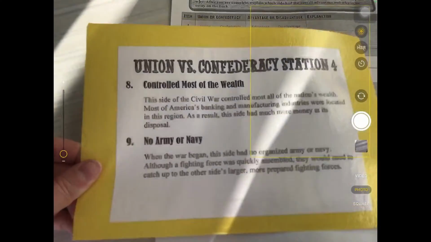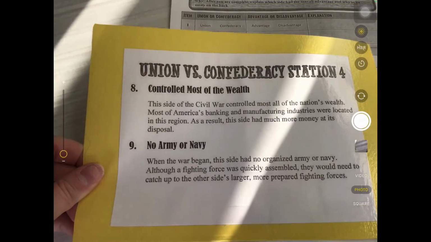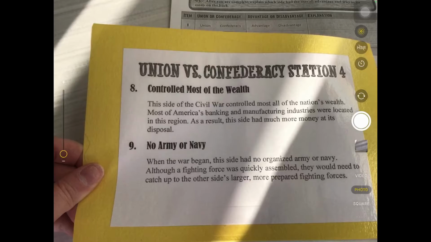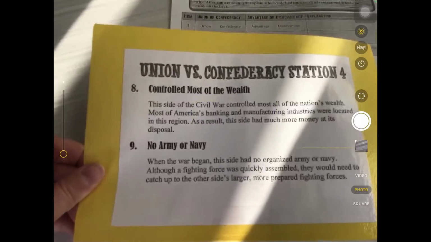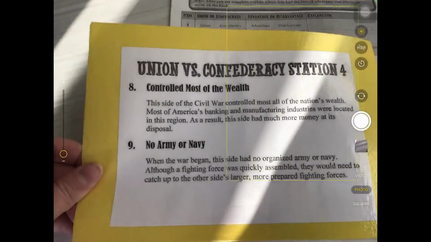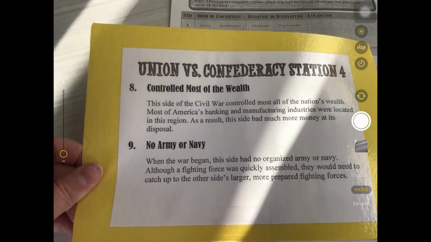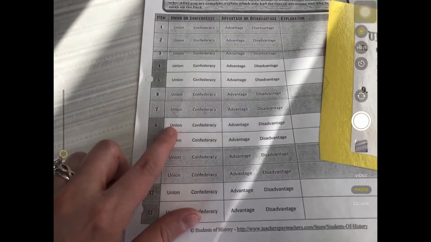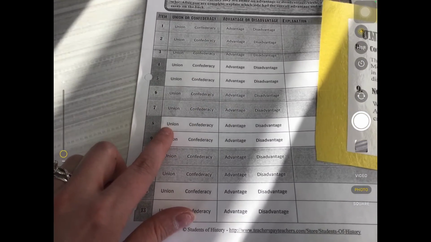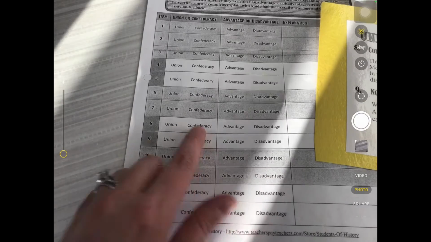So number 8, controlled most of the wealth. This side of the Civil War controlled most all of the nation's wealth. Most of America's banking and manufacturing industries were located in this region. As a result, this side had much more money at its disposal. So for number 8, I'm going to decide whether this is talking about the Union or the Confederacy.